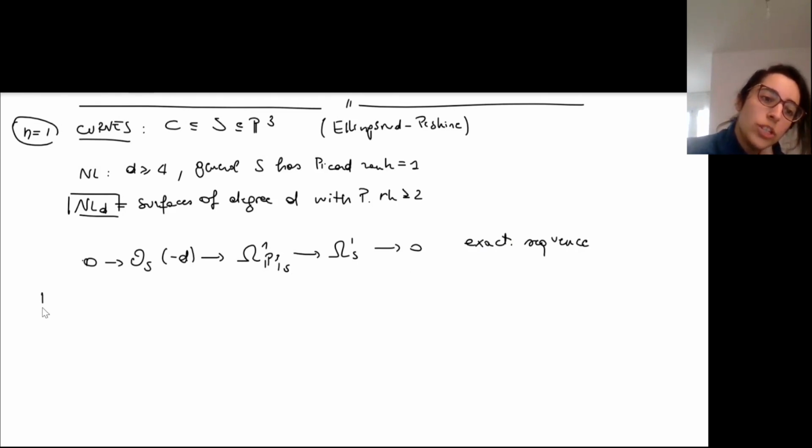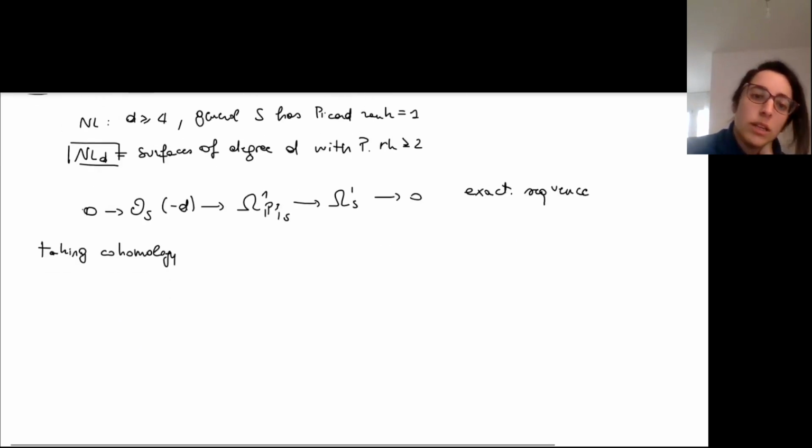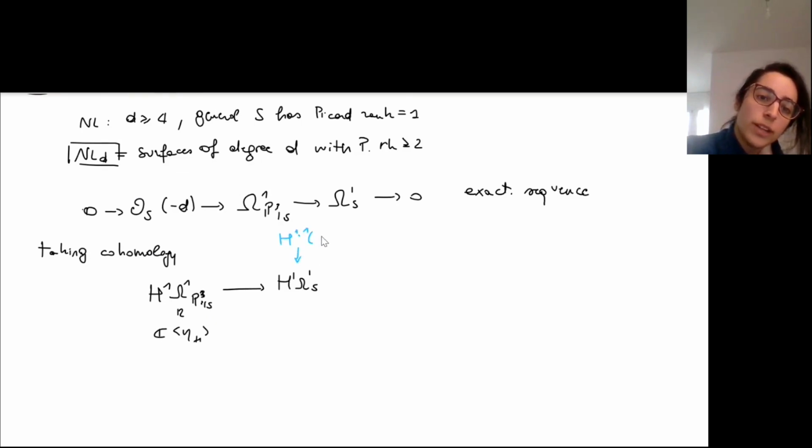Taking cohomology, I just write down what we need. We have that H^1 of Omega^1 of P3 restricted to S, which is generated by the class of a hyperplane, goes to H^1 Omega^1 of S, that is our H^{1,1}. So that is the thing that we want to study.